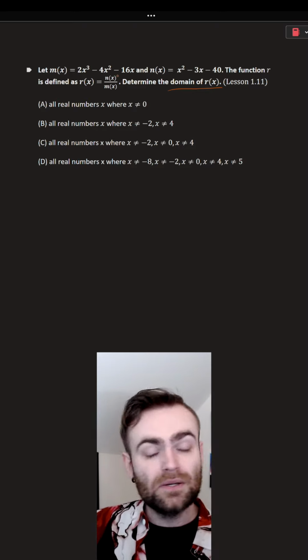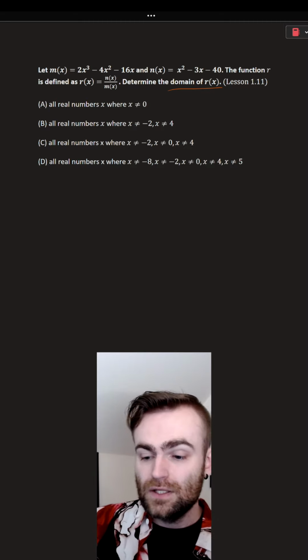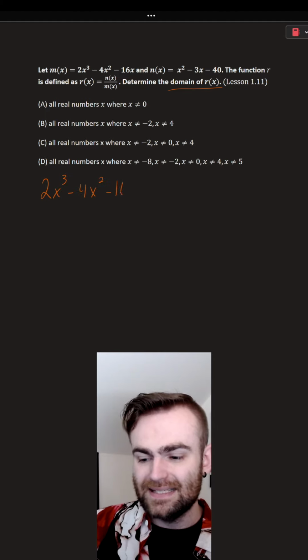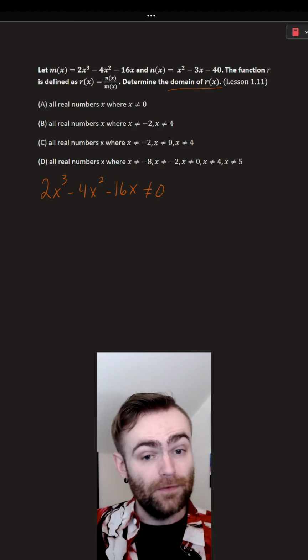So we really don't care about n of x, we only care about where m of x is equal to 0. So we're going to set m of x, which is 2x cubed minus 4x squared minus 16x, not equal to 0. And we'll solve it.